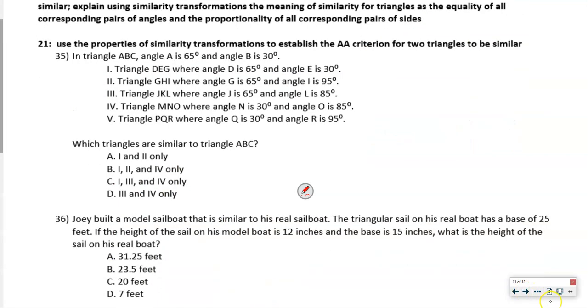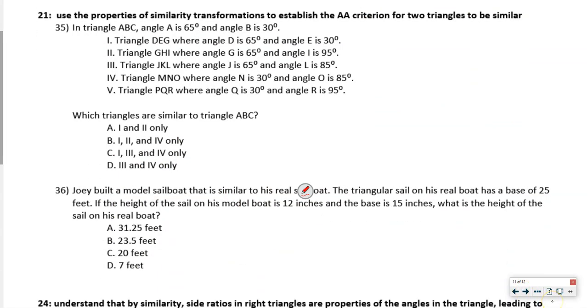All right, our next one says use the properties of similarity transformation to establish the angle-angle criterion for two triangles to be similar. In triangle ABC, A is 65 and B is 30. So we're going to find the third angle in all of these, and then we're going to see which ones match. That's the way we're going to approach this. So we add 65 plus 30, that gives us 95, right? And then we subtract that 95 from 180. 180 minus 95 equals 85, right? So we're going to do that for all of them.